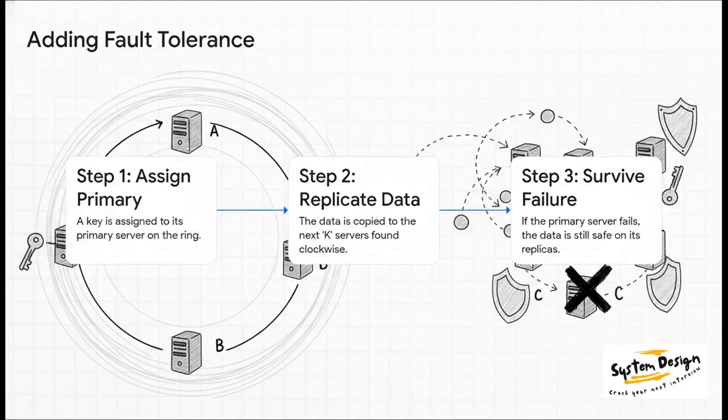When a key is assigned to its main server, say server B, the system also copies that data to the next couple of servers it finds clockwise on the ring. So now, if server B goes offline, no big deal. The data is still safe on server C and server A, and the system just keeps right on chugging.